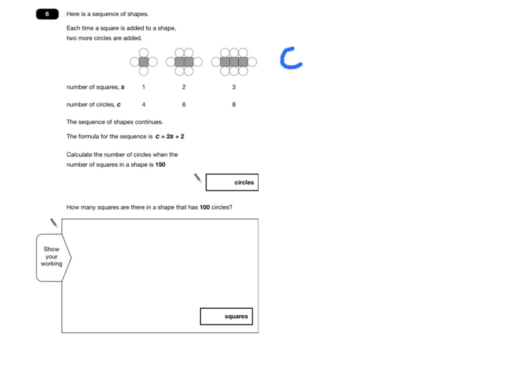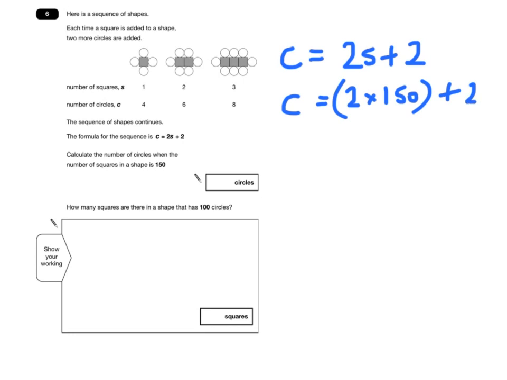This is a sequences question. There are a sequence of shapes, and it says that the circles are equal to 2 times the squares plus 2, so c = 2s + 2. The first question says calculate the number of circles when the number of squares in a shape is 150. So we just put 150 instead of s.